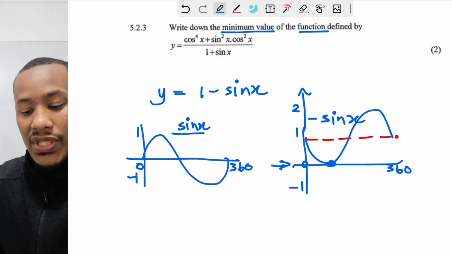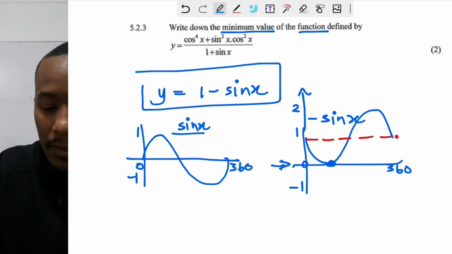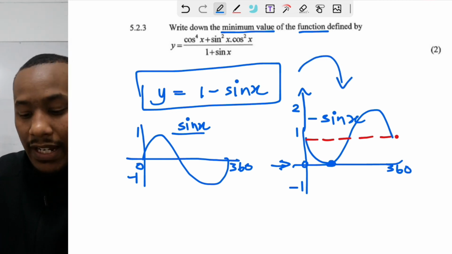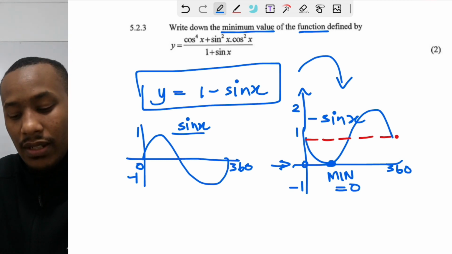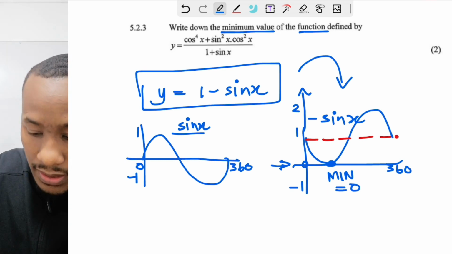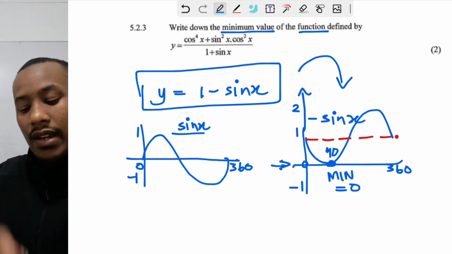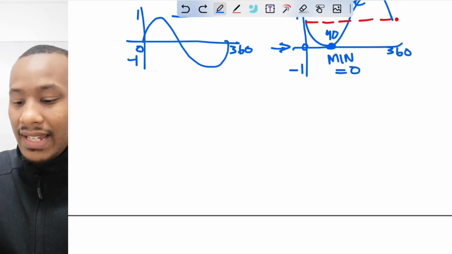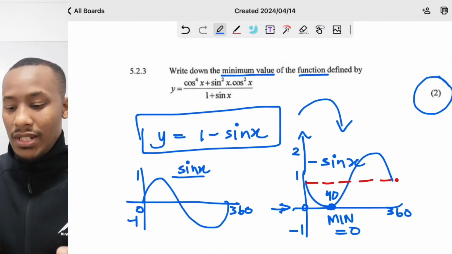So the minimum of this function, y equal to 1 minus sine x, would look like this. And you can see there that the minimum value over there is 0. It's at where I think the x value is 90 degrees. Yeah, x value is 90 degrees. And the minimum, the y value is 0. That's the answer there. Again, it's a 2-mark question, so just find the quickest way to the solution here.